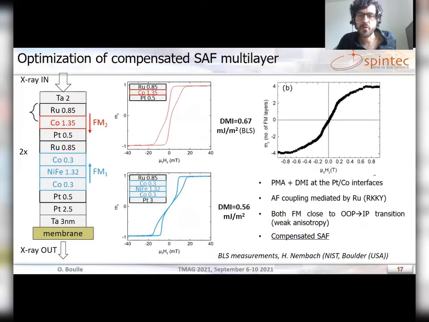A platinum cobalt interface was chosen in order to get a large perpendicular anisotropy and Dzyaloshinskii-Moriya interaction. The thickness of the layers was adjusted so that the stack is fully compensated. Both layers are close to the out-of-plane to in-plane transition, which allows us to reduce the domain wall energy and to facilitate the nucleation.